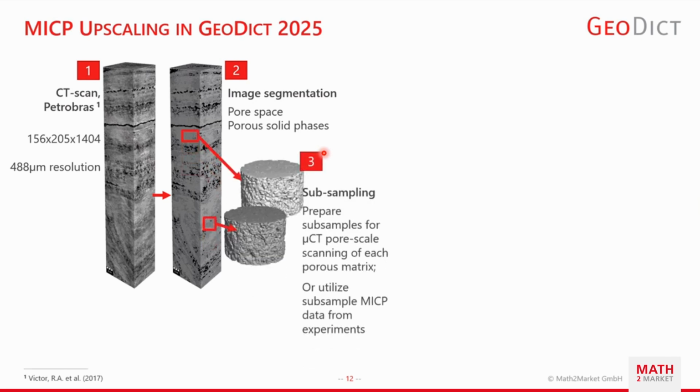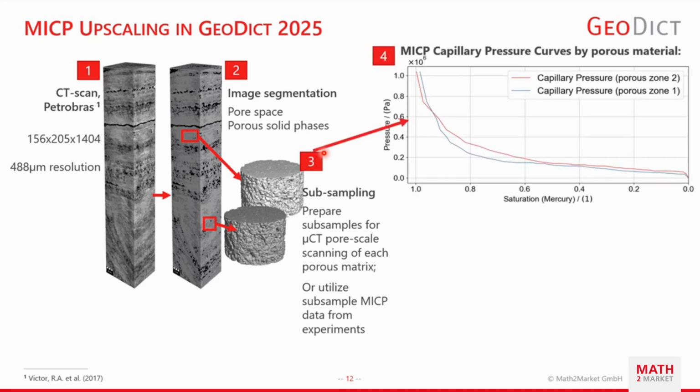Then what we suggest is taking sub-samples out of the larger sample, which can be either scanned with higher-resolution micro CT, or directly used in MICP experiments to get the actual pore throat size distribution and capillary pressure curves. When you have those sub-samples, you can populate the large model in GeoDict.